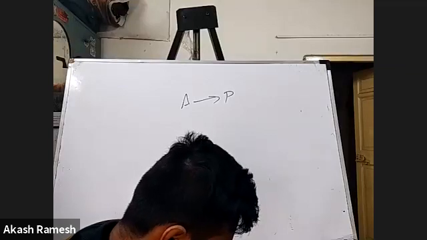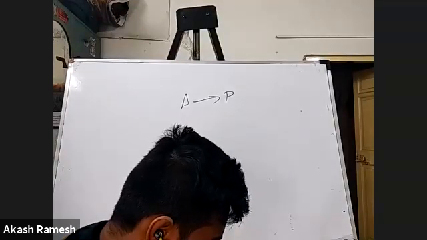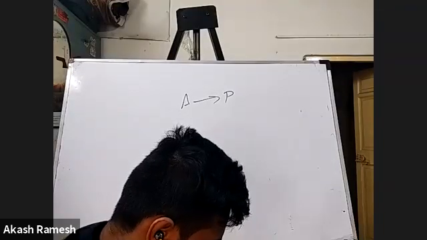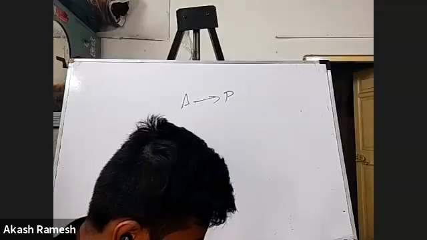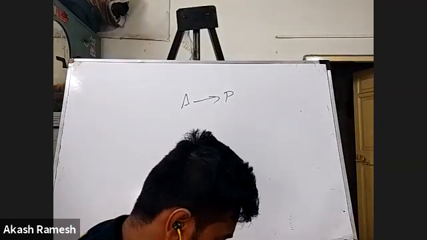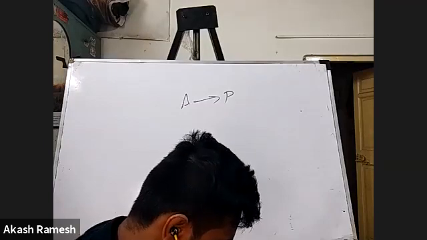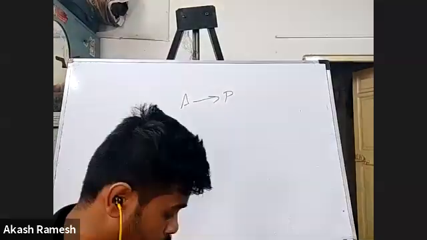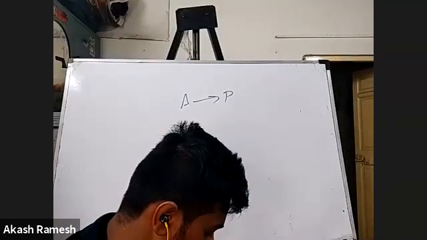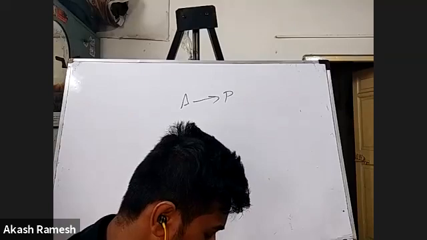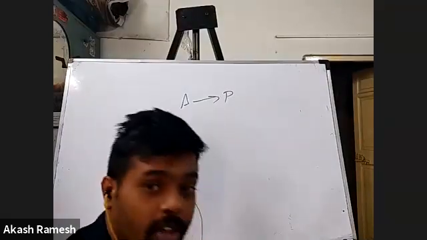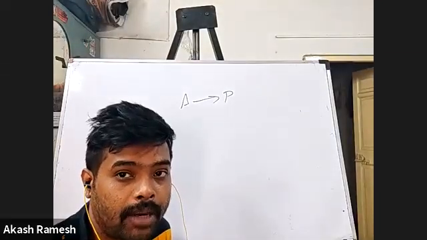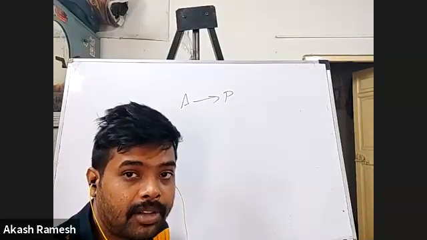The question is, find the rate of the reaction when the concentration of A is 0.01 M. Okay, so they're not asking you anything else. They're asking you the rate of the reaction, not the rate constant, not the time, not anything else. They're asking about the rate of the reaction.